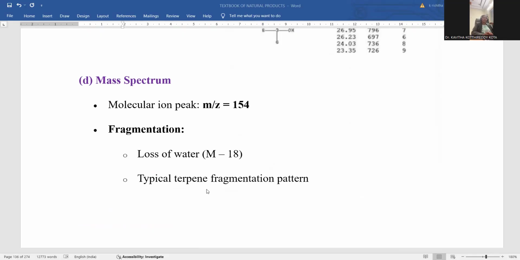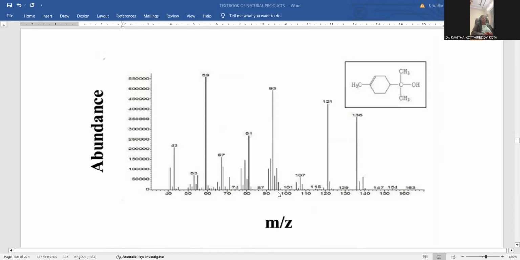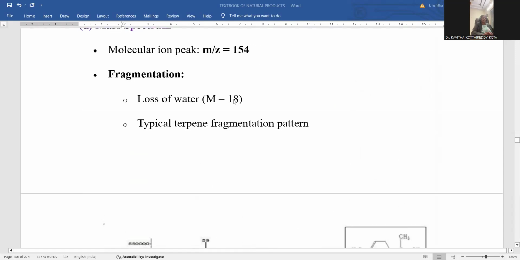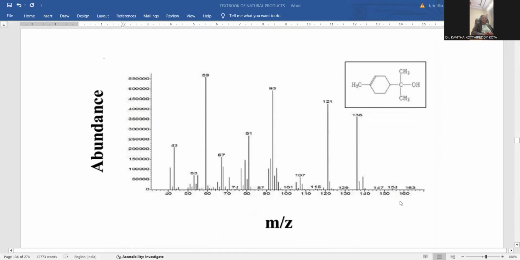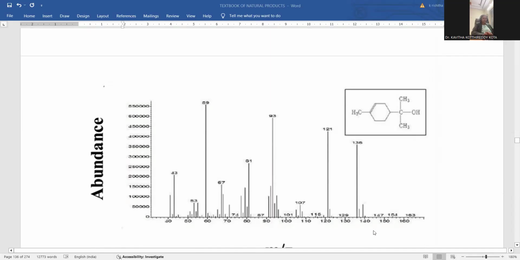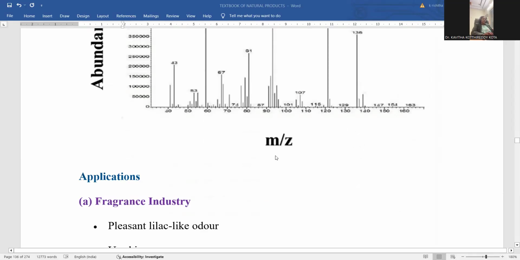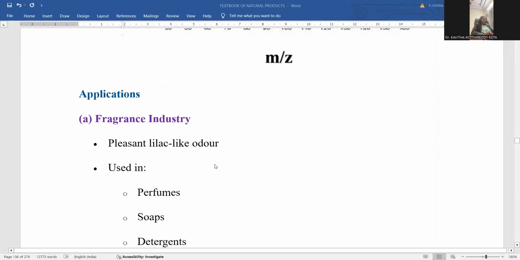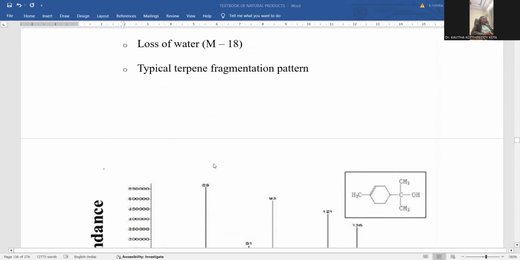Regarding fragmentation, if you lose water, the molecular weight is reduced by 18, which gives another fragment. You can notice a typical terpene fragmentation pattern within the molecule, with m/z values given over there. So initially m/z 154 is indicated. Can you locate the 154 peak anywhere? This is the one, 154. This is the molecular ion peak clearly observed. So this is the alpha terpineol mass spectrum, m/z versus abundance of the peak, furnished by the spectral analysis.